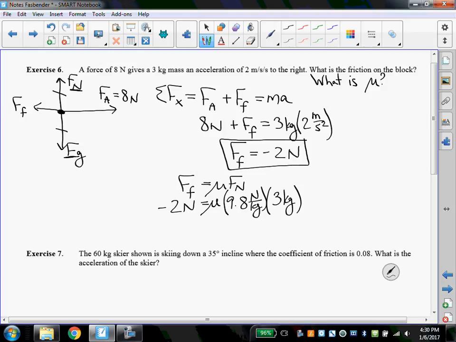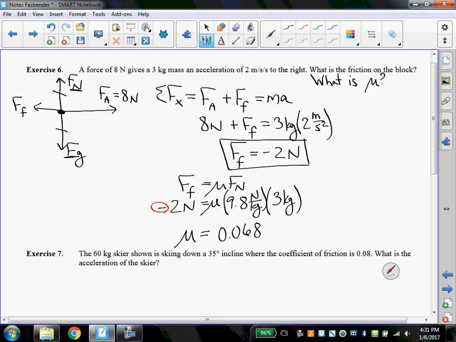And now when we do the algebra in order to solve for the coefficient of friction, we find that that coefficient of friction is 0.068. You'll notice that I dropped a negative sign, right? There was a negative on this negative 2 newtons of friction force.